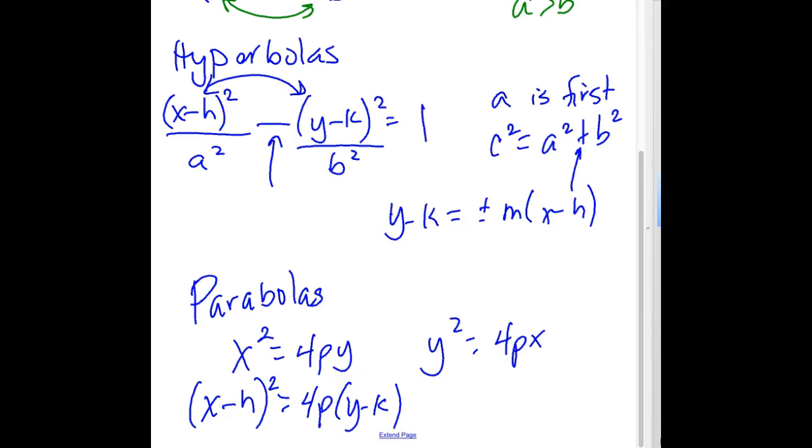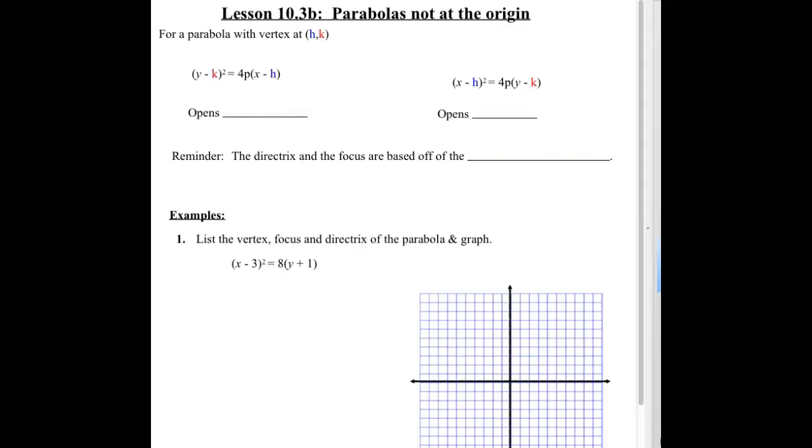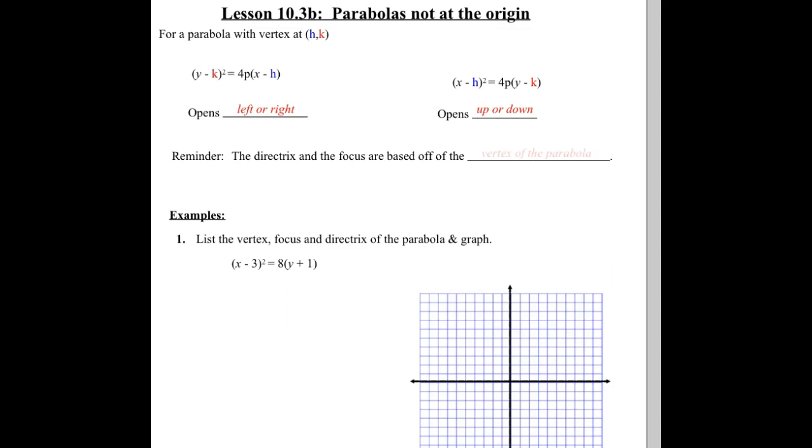All right, let's look at our equations. First one, we've got a parabola that says vertex is at h, k. We've got our two translated versions. The first one is listed as a y squared, which means it opens which way? The y squareds are to the side, left and right. Okay. The x squareds open up or down. And again, we can decide that based on is p a positive or a negative value. Just a reminder, the directrix and the focus are based off of that vertex, not the center.